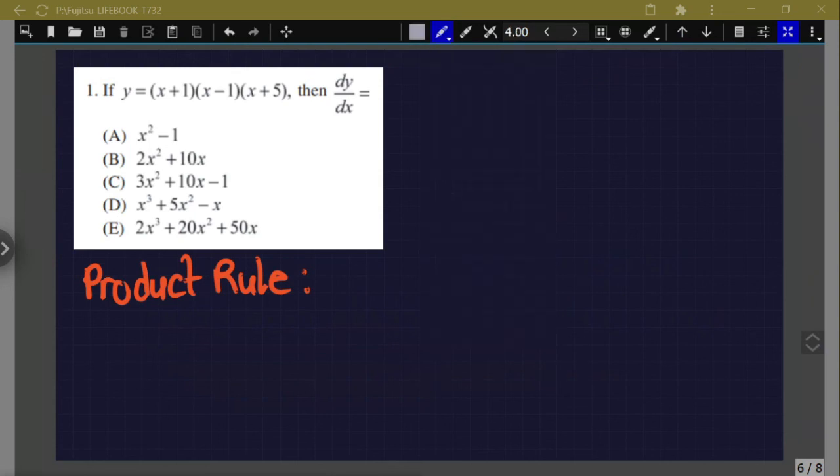If we use the product rule, it should not be that difficult. I'm going to start over here. y prime is going to be the second and the third, which I'm going to leave like that, x minus 1 times x plus 5, multiplied by the derivative of the first one.